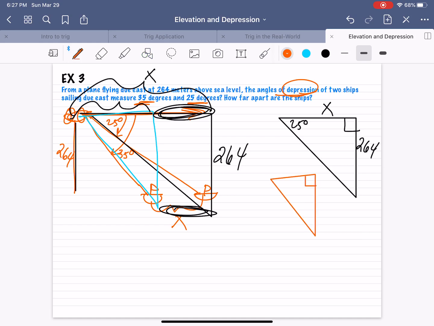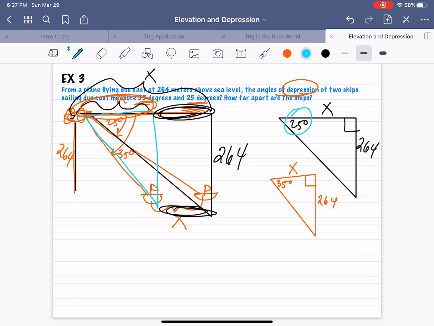The height is still the same, 264. We're trying to solve for x here, and that'll be our small distance, this distance right here. And the angle of depression there is 35. So we're going to solve for x in both of these triangles and then subtract them. Let me label the picture first.